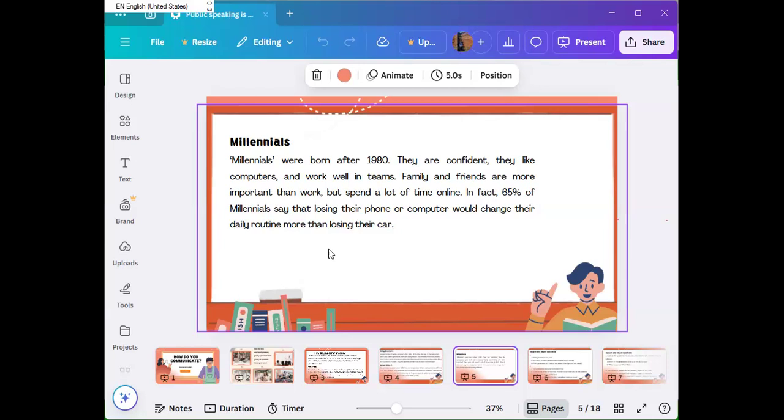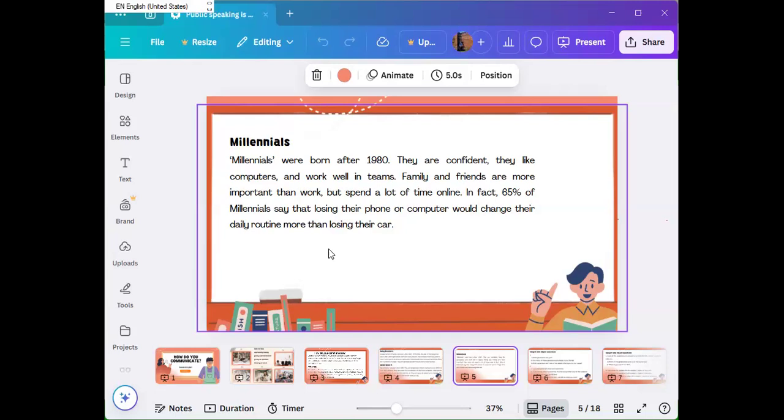So millennials start from 1982 or 1997. This one we call the millennial generation. Millennials were born after 1980. They are confident. They like computers and work well in teams. They are flexible in teams because they are also teenagers, maybe, from 1980 to 1997.